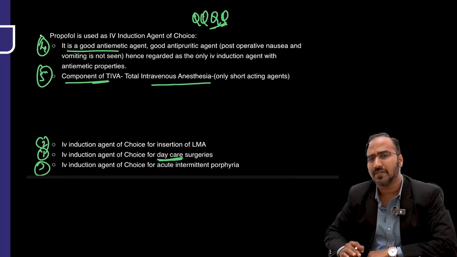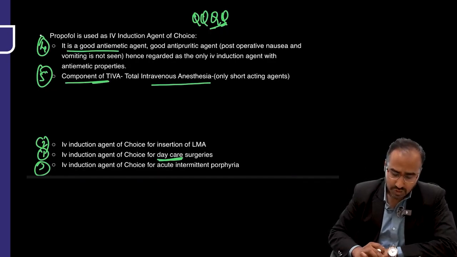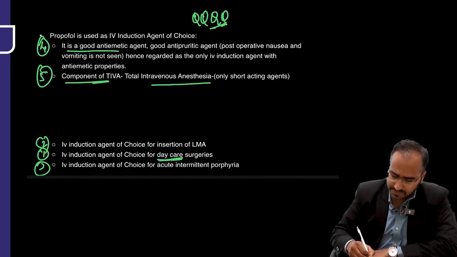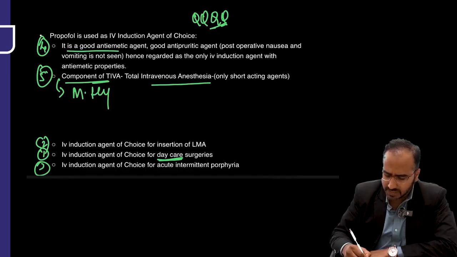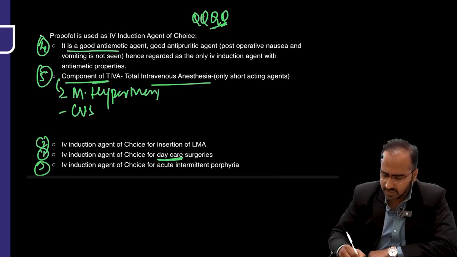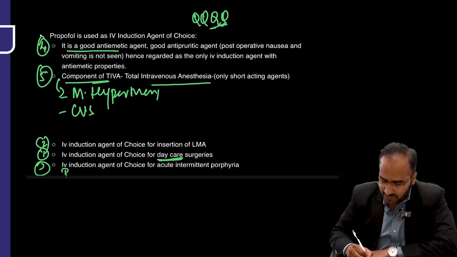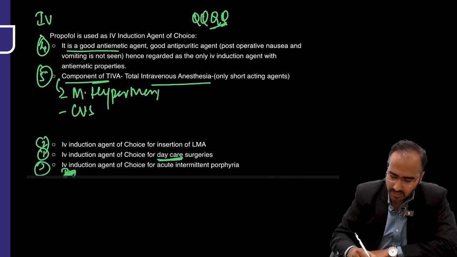General anesthesia given to a patient without using any inhalational agent is called TIVA. Right? So propofol can be used as a component of TIVA. Normally TIVA is used for malignant hyperthermia patients or patients suffering with cardiovascular disorders. Hence, propofol is also regarded as the IV induction agent of choice for malignant hyperthermia.